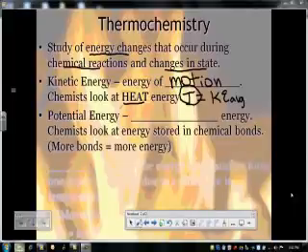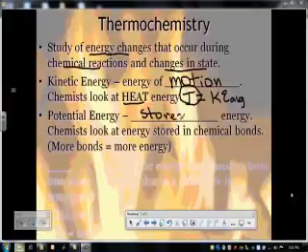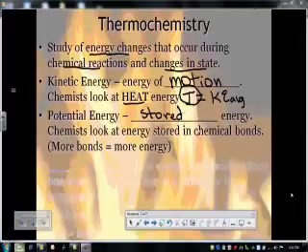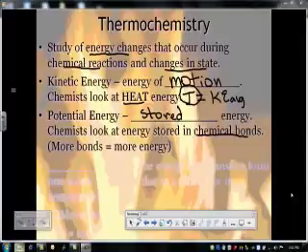Potential energy is stored energy. So in chemistry, the energy is stored between chemical bonds. If we break a bond, we release the energy. And when we form a bond, we store the energy. It takes energy to form a bond, and we release the energy when we break the bond.